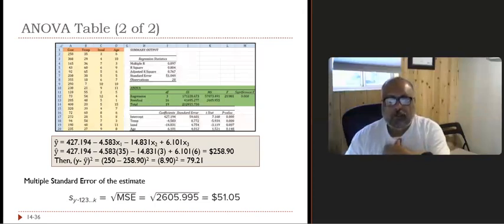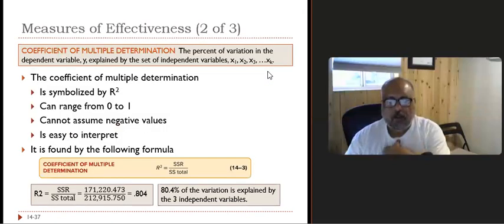Microsoft Excel is a great way to do ANOVA analysis. You can find the multiple standard error of estimate for any data set you have, and you can find the coefficient of multiple determination, R square. The formula is R square equals SSR divided by SS total. All of this you can do using Microsoft Excel.